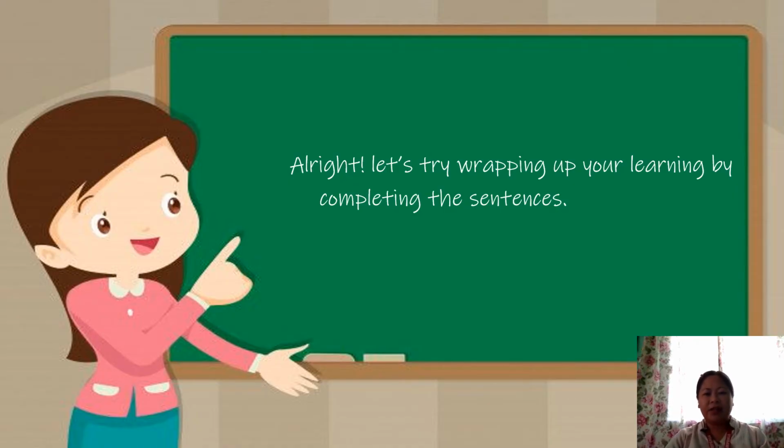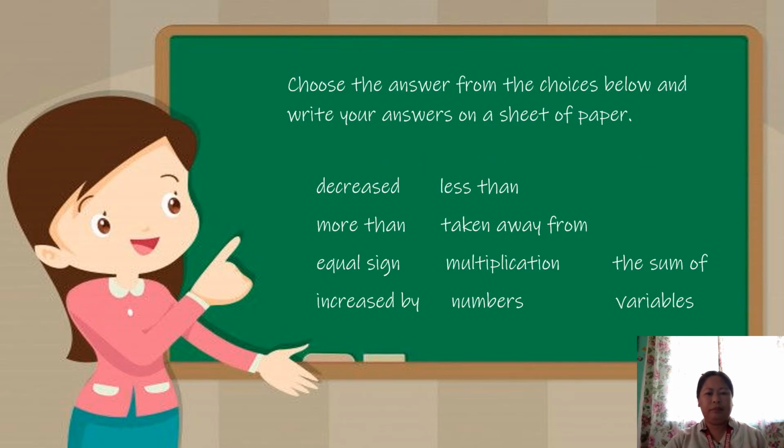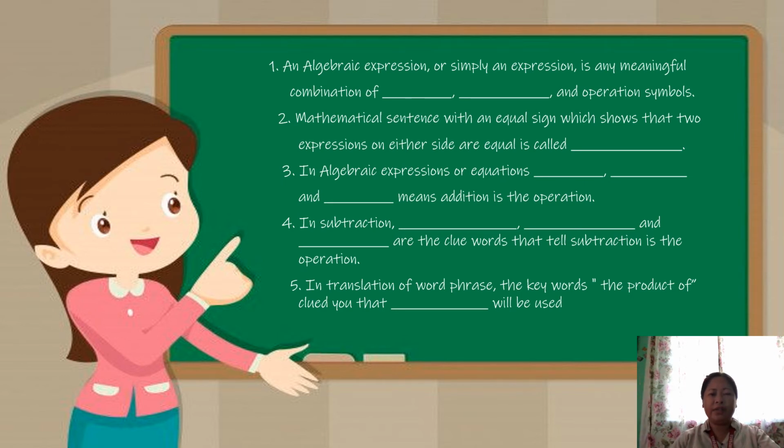All right, let's try wrapping up your learning by completing the sentences. Choose the answer from the choices below and write your answers on a sheet of paper. So the words are decreased, less than, more than, taken away from, equal sign, multiplication, the sum of, increased by, numbers, variables. So here are the sentences.